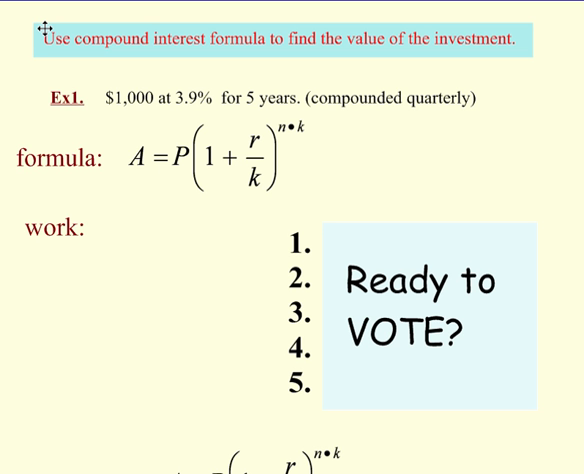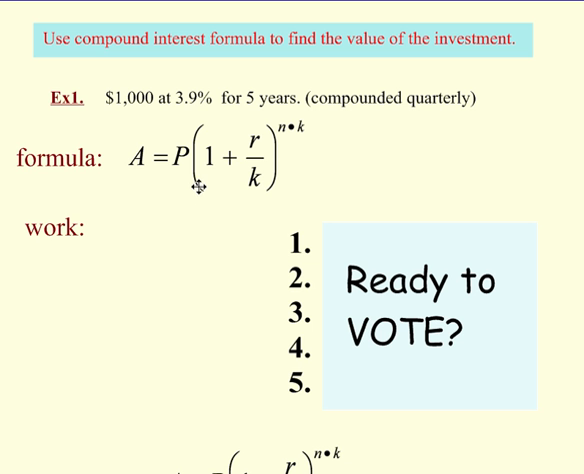Okay, the example that I'd like you to copy down is this one right here. We're taking $1,000 at 3.9% interest for 5 years. Obviously, the longer you keep it in there, the more money you're going to get. So what I like to do is write down the formula.